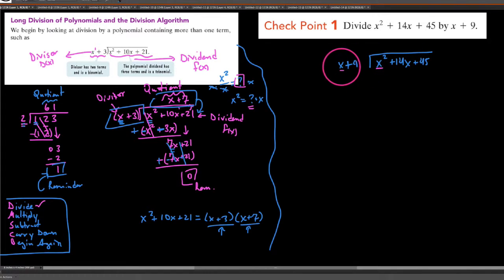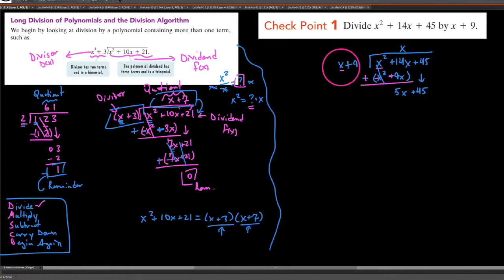How many times does x go into x squared? Or what could we take times x to get x squared? So x is what we could take times x to get x squared. X times x is, of course, x squared, and x times 9 is 9x. So we're going to put parentheses around this and subtract all of it. So now adding the opposite, we get these to cancel, and 14 minus 9 here, that's going to give us a positive 5x. So we'll carry down our 45 and start up again.